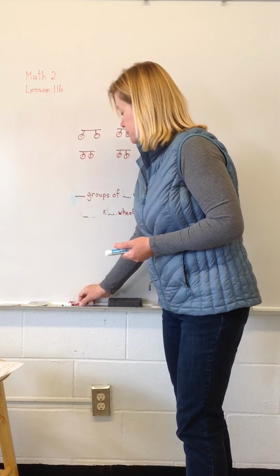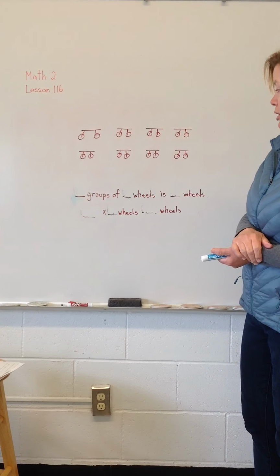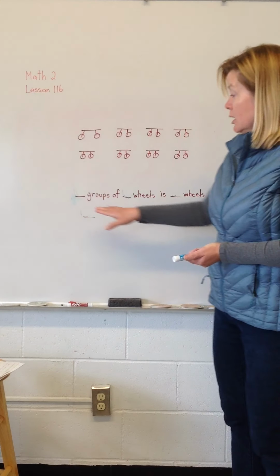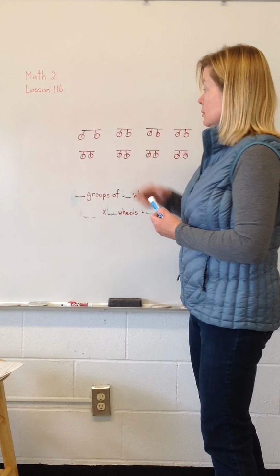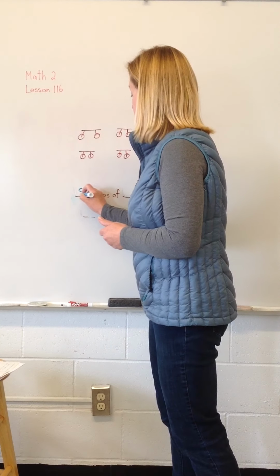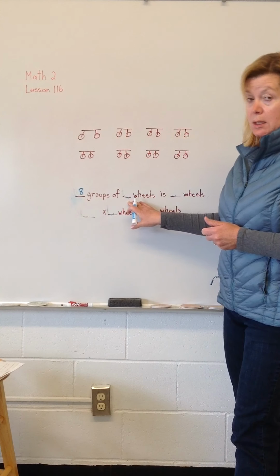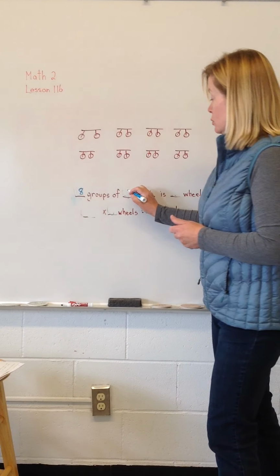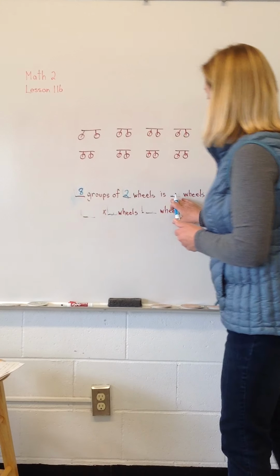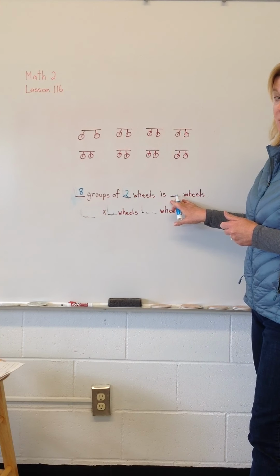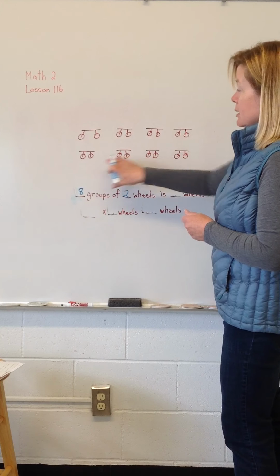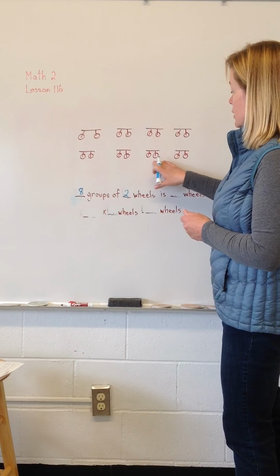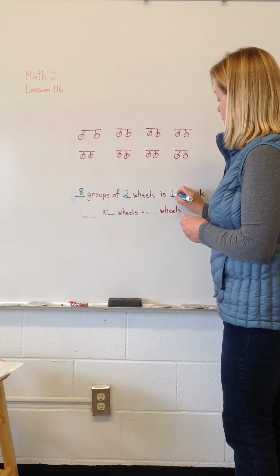All right. Let's get our sentences done too. So how many groups do I have? That's how many bicycles? 8. How many wheels on each bicycle? 2. How many wheels is it? Count by 2s. 2, 4, 6, 8, 10, 12, 14, 16. So 16 wheels.